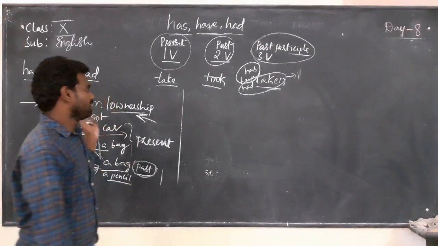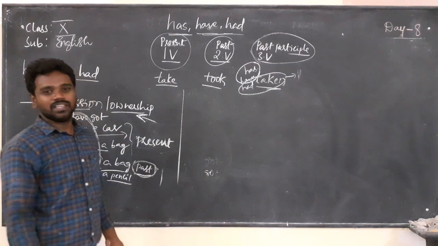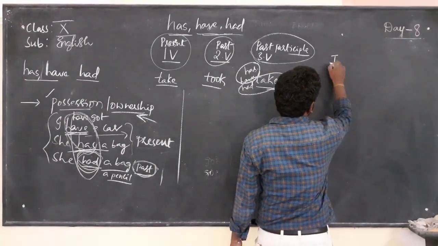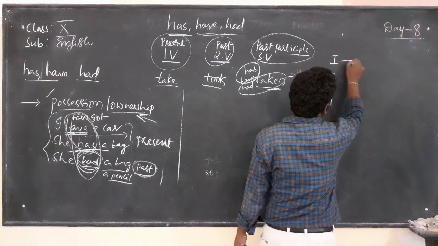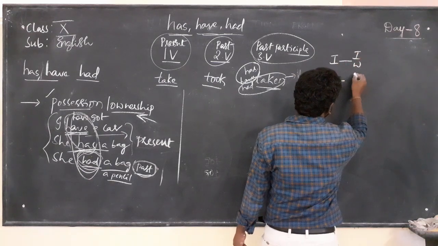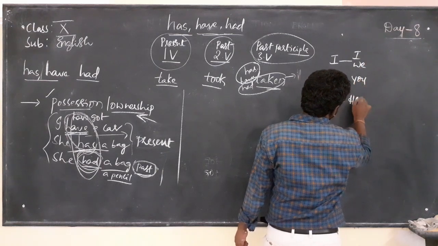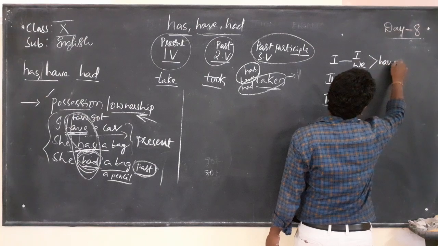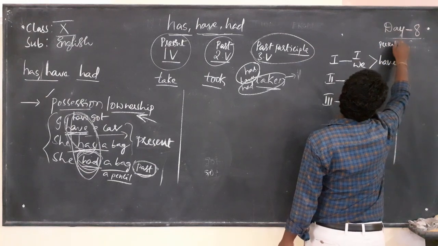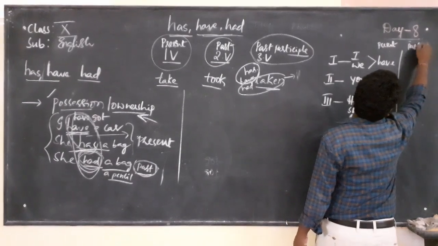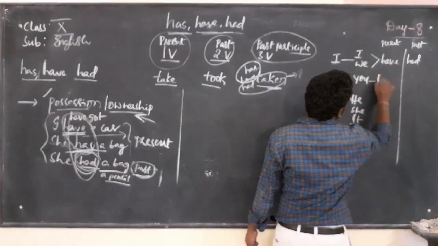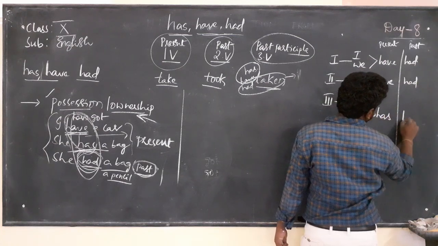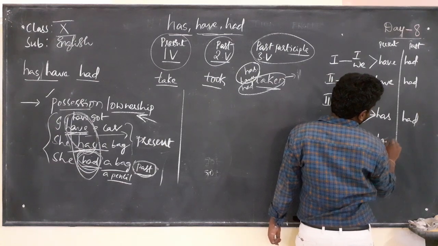Now let us see how we use them. Does always goes with the third person singular. Here also there is singular and plural. How do we use them? For example, first person, second person and third person. The first person is I and we. The second person is you. And the third person is he, she, it, they. With first and second person we use have in the present, and had in the past. So I take have, you take have, he, she, it takes has, they take have.